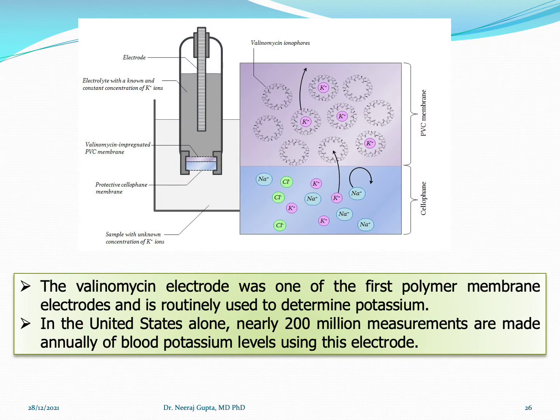The valinomycin electrode was one of the first polymer membrane electrodes and is routinely used to determine potassium. In the United States alone, nearly 200 million measurements are made annually of blood potassium levels using this electrode.